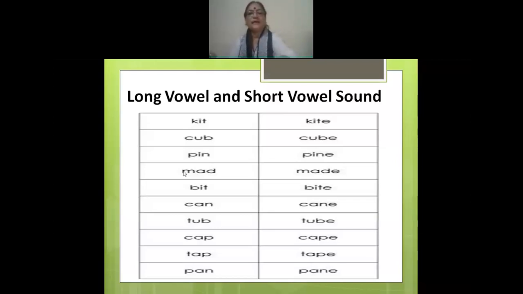कप, ई ऐड हो गया क्यूब. पिन, पाइन. मैट, मेड. बिट, बाइट. कैन, केन. टप, ट्यूब. कैप, केप. टैप, टेप. पैन, पेन.